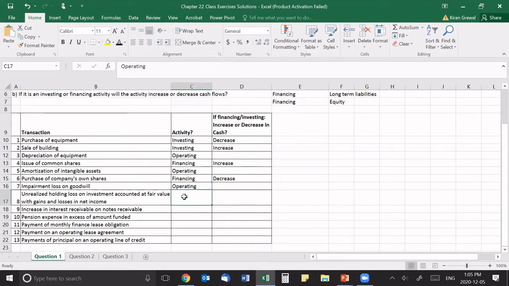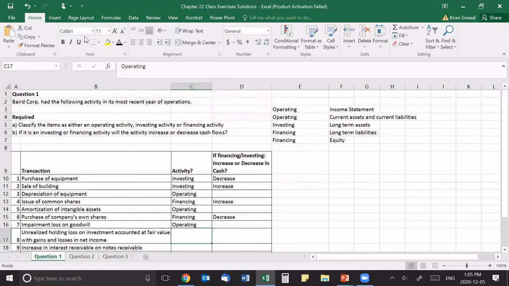Unrealized holding loss on investment accounted at fair value with gains and losses in net income. Okay, so if it's inside net income, that's going to be part of your income statement, so it's operating.